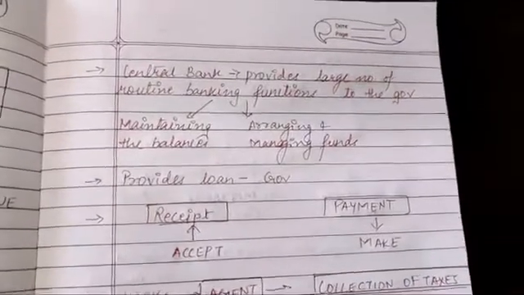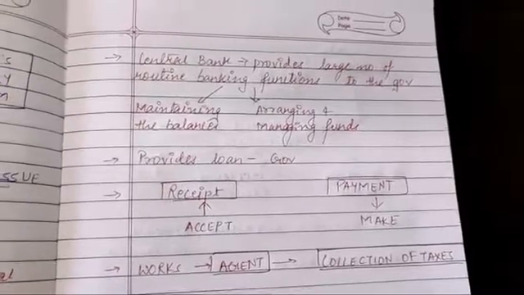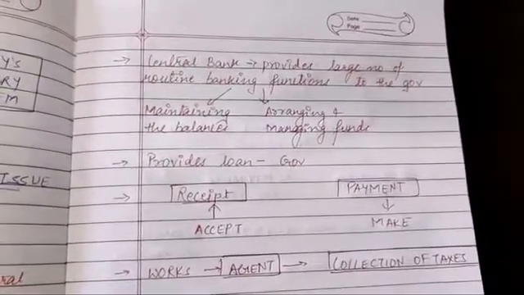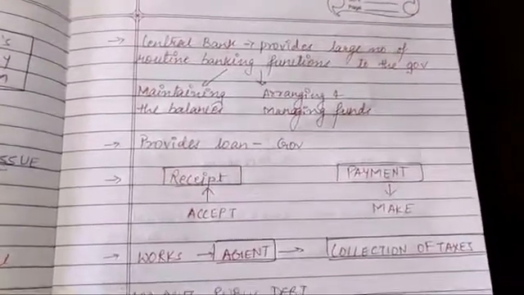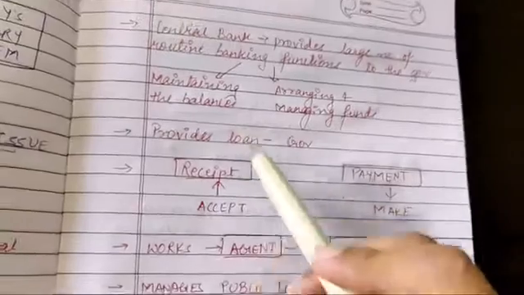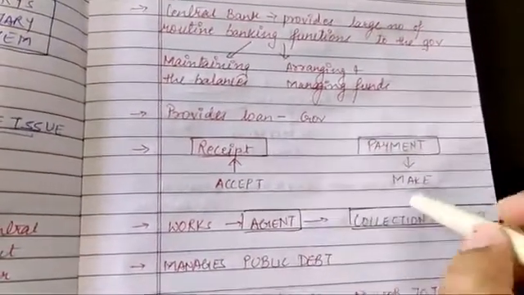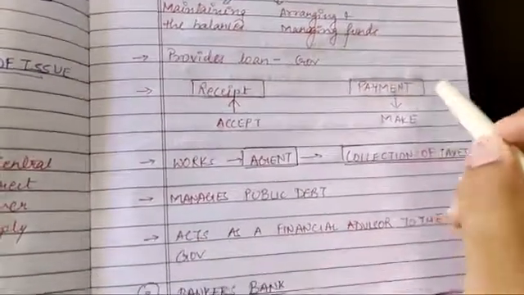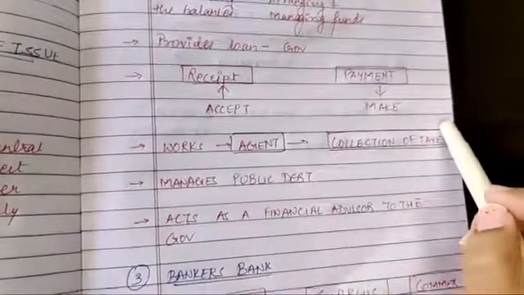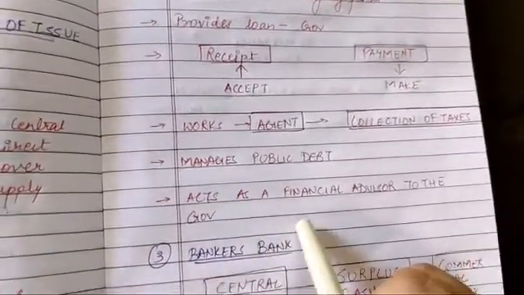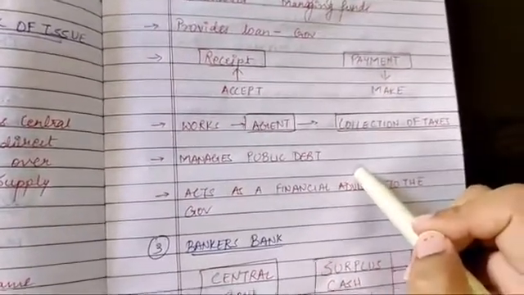The first part is that it provides a large number of banking functions to the government, like maintaining balances, arranging and managing funds. It gives loans to the government. I have drawn a diagram related to receipt and payment. Even central bank accepts receipts and it makes payments as well. It also works as an agent for the collection of taxes for the government, manages public debt, and acts as a financial advisor to the government as well. We will study these in detail in the later part.